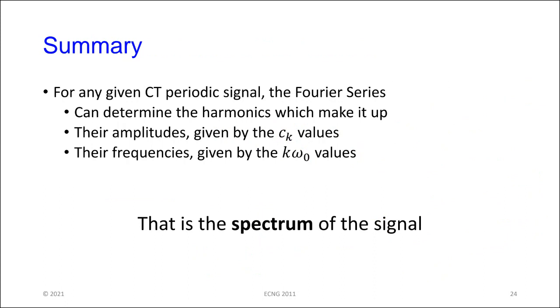And if you put it all together now, overall what you get allows you to build up the spectrum. So for any continuous time periodic signal, we can determine the frequency components that make it up, and the amplitudes are given by the CK values, and the frequencies are the multiples of the fundamental frequency inside of there. Fair enough? Yeah, no, maybe.